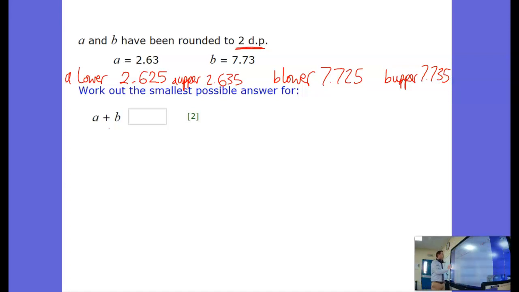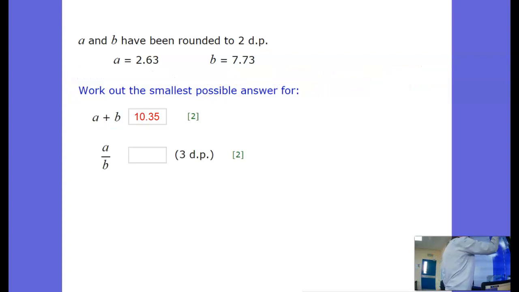Now, in order to find the smallest answer for A plus B, fairly obvious, we're going to take the smallest value for A and the smallest value for B. So we're going to take A, the lowest value, B, the lowest value, and add those together. And I think what we get when we do 2.625 add 7.725 is 10.35.